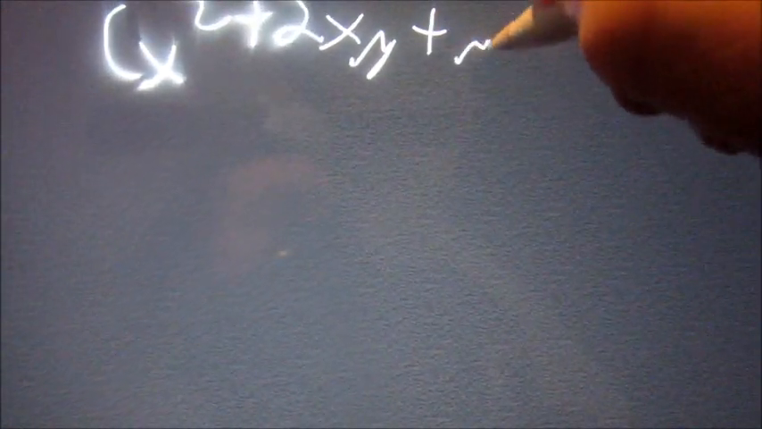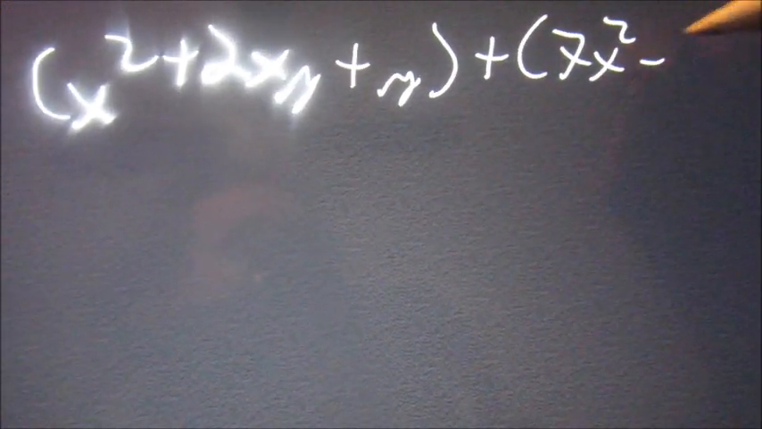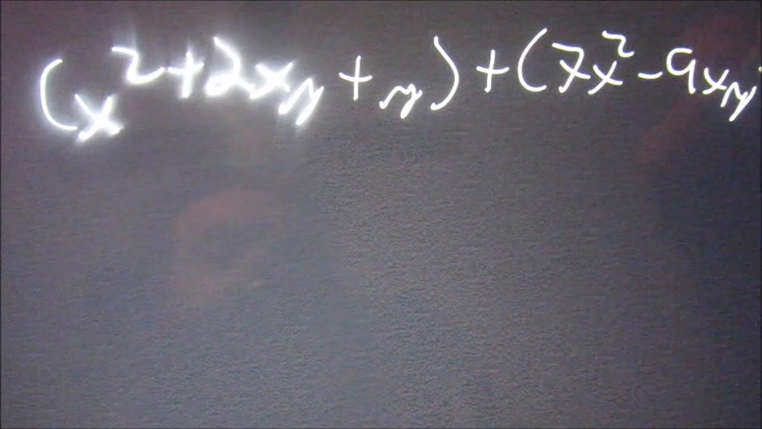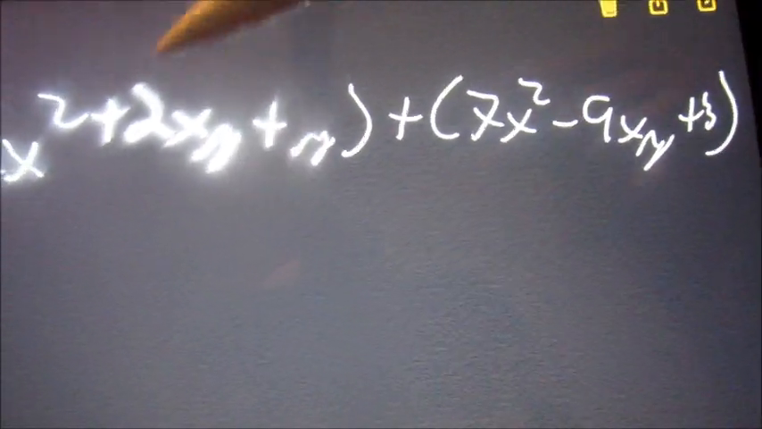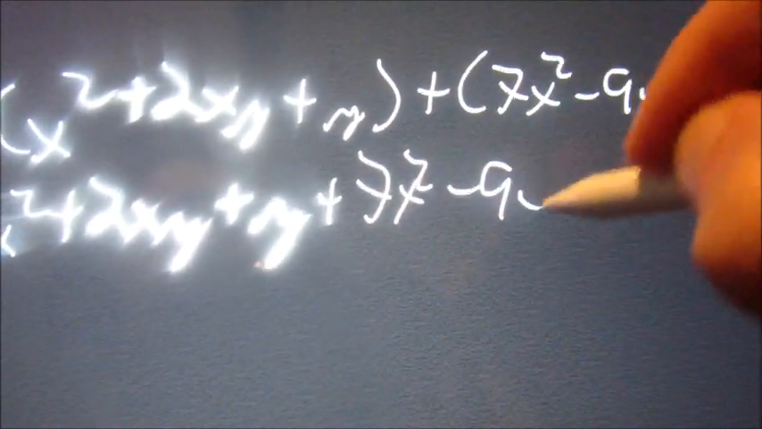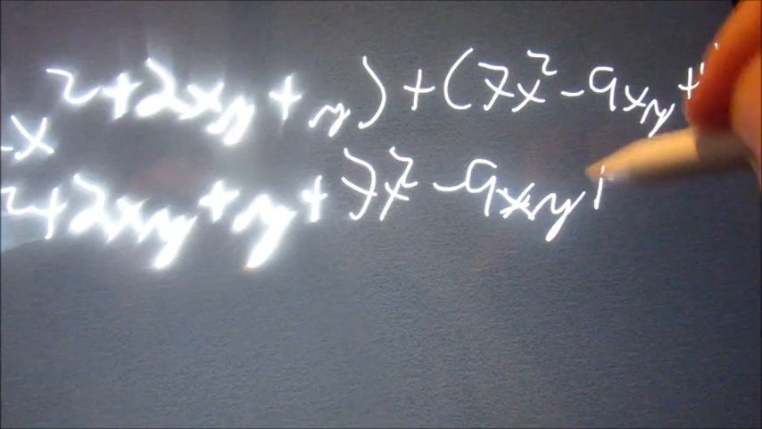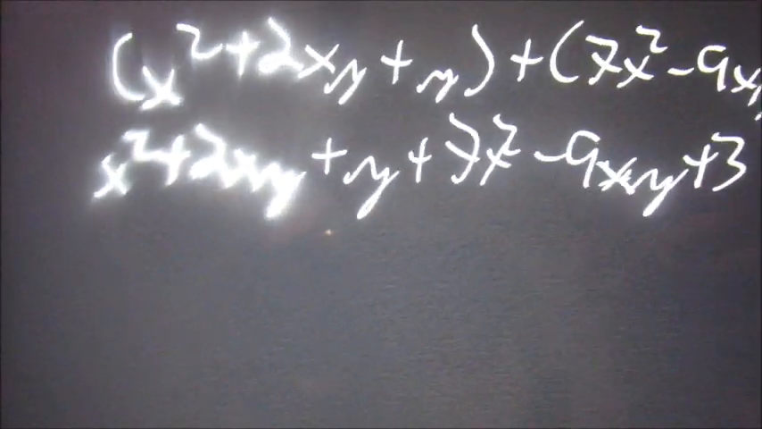Let's say that we have, in parentheses, x squared plus 2xy plus y, plus, in parentheses, 7x squared minus 9xy plus 3. Okay, this is a plus, so we're just going to get rid of the parentheses. x squared plus 2xy plus y plus 7x squared minus 9xy plus 3. Okay, so now we can combine like terms.